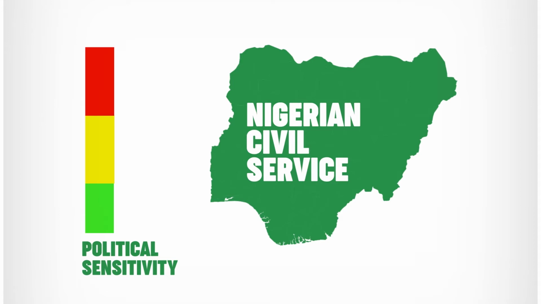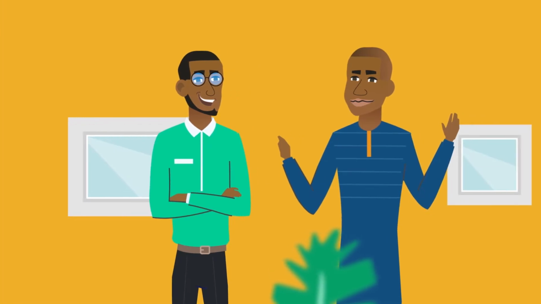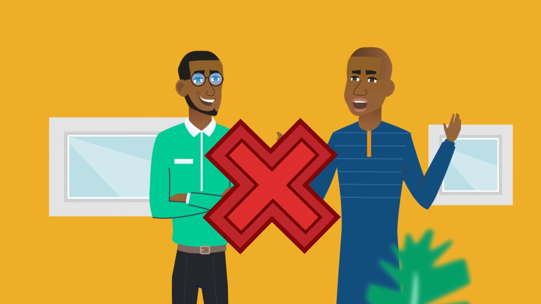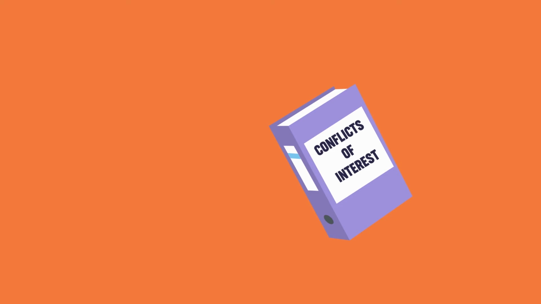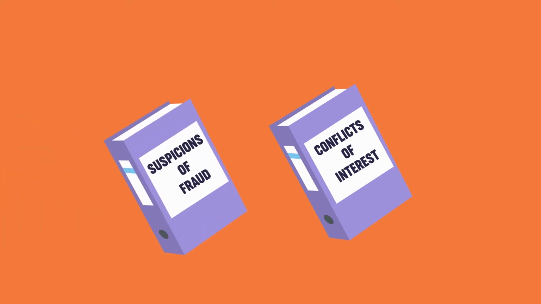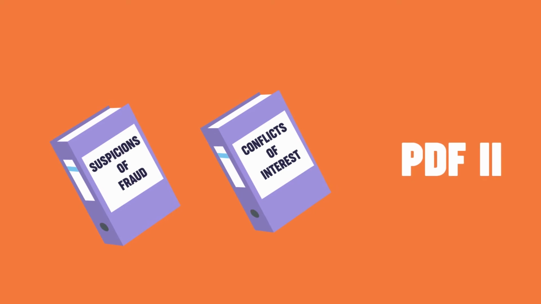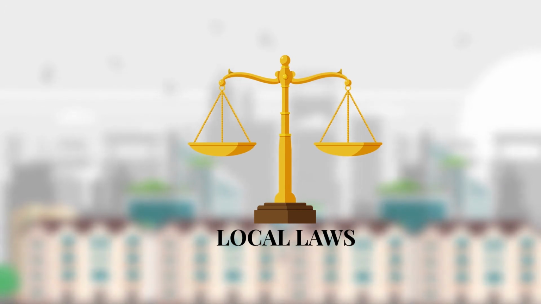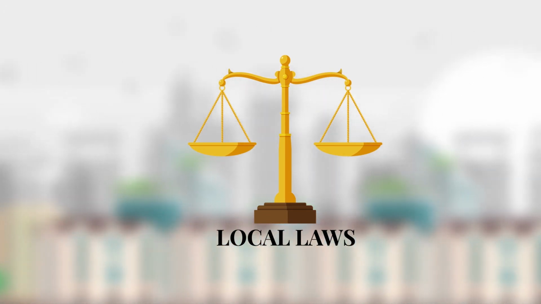Please note that PDF2 does not require EAs to share information that the federal government of Nigeria considers to be confidential. All potential conflicts of interest and instances or suspicions of fraud must be reported to PDF2 immediately. Details may be found in the induction guide. PDF2 abides by the rules and regulations outlined in the Memorandum of Understanding between DFID and the Government of Nigeria. Local laws are to be adhered to by the program, consultants, employees, and partners.